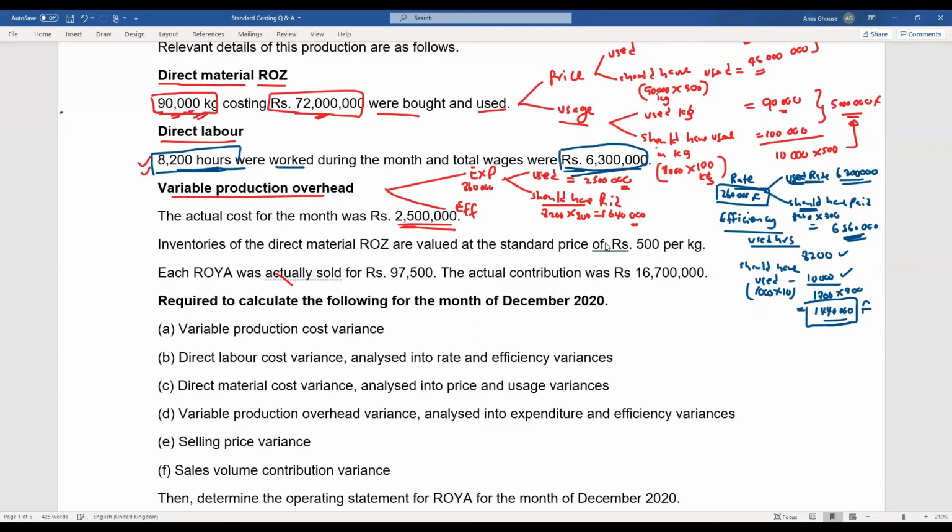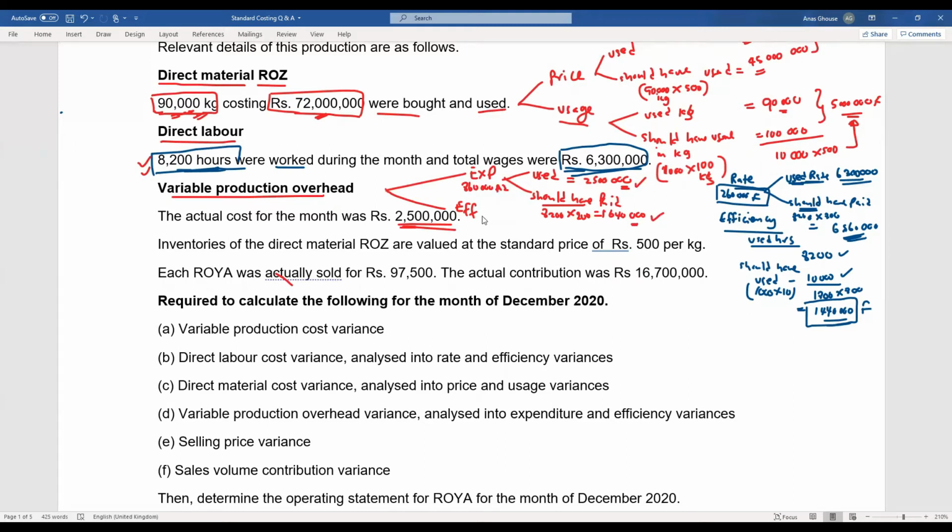Is it favorable or adverse? I think it's an adverse variance, because we paid 2.5 million, whereas we should have paid 1,640,000. So we have paid more, we have used more. Therefore, it's an adverse variance.